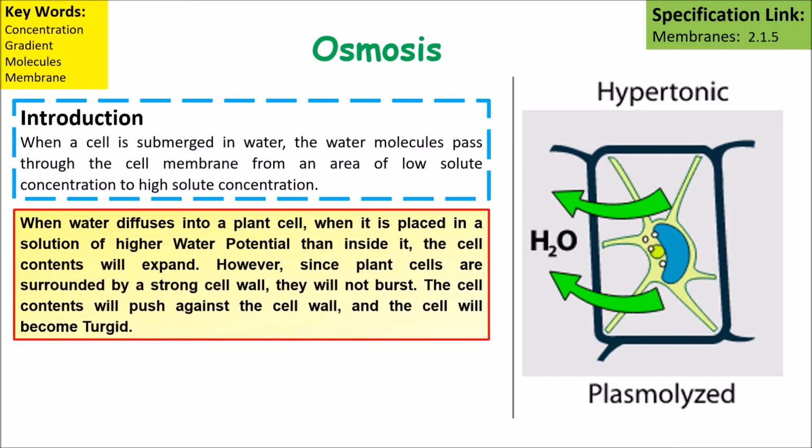So when water diffuses into the plant cell, when it's placed in a solution of higher water potential than inside of it, the cell contents will expand. However, since plant cells are surrounded by a strong cell wall, they will not burst, so the cell contents will push against the cell wall and the cell will become turgid.